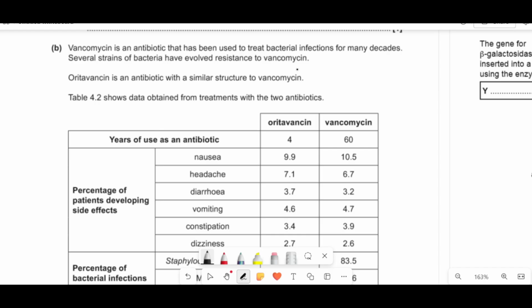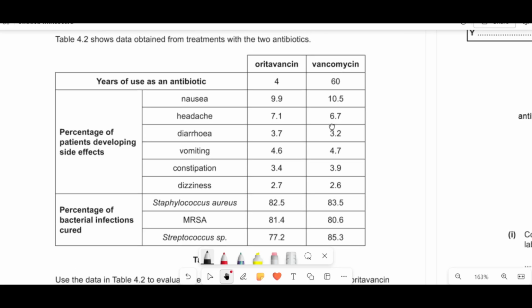Vancomycin is an antibiotic that's been used to treat bacterial infections for many decades. Several strains of bacteria have evolved resistance to vancomycin. Oritavancin is an antibiotic with a similar structure to vancomycin, and here's data from treatments with these two. Independent variable is the antibiotic used, and the dependent is the percentage of patients that are developing these side effects, and also the percentage of bacterial infections that have been cured.